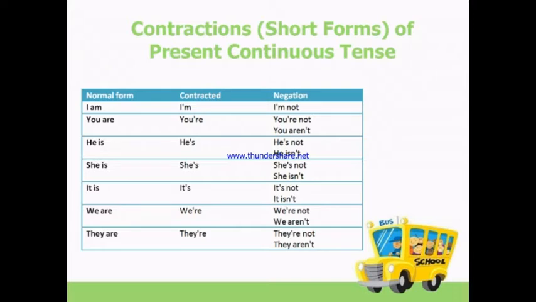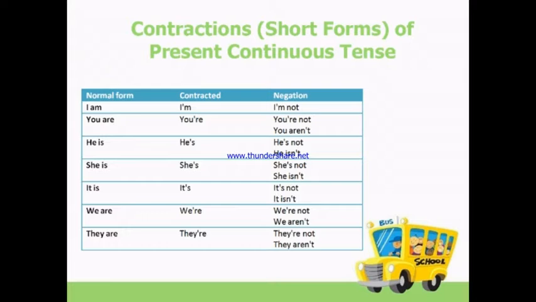Now, next thing you need to know is our contractions, or short forms for present continuous tense. So, instead of saying I am, you can say I'm. Instead of saying you are, you say you're. He is, he's. She is, she's. It is, it's. We are, we're, and they are, they're.